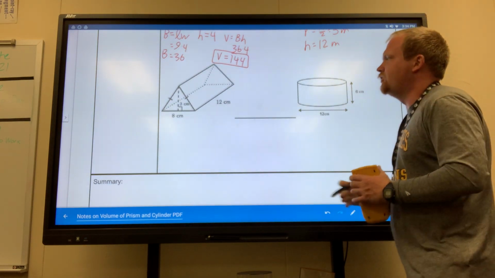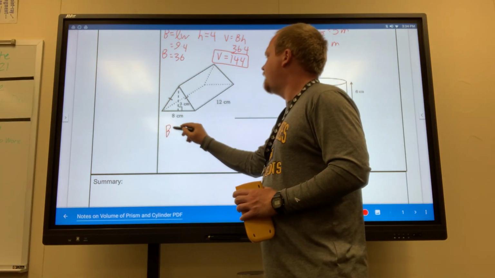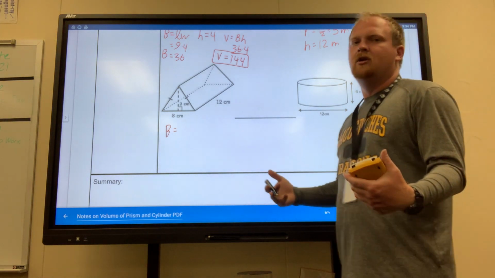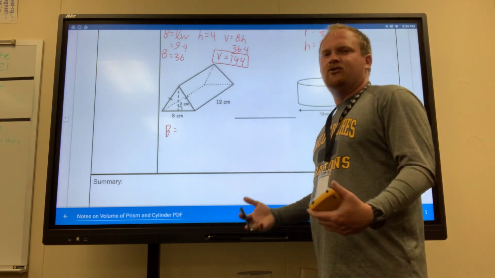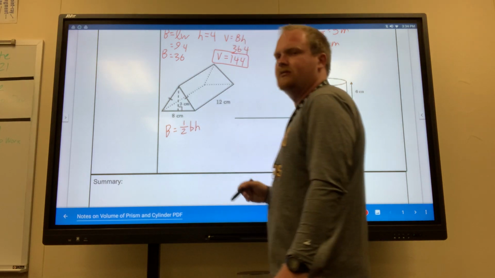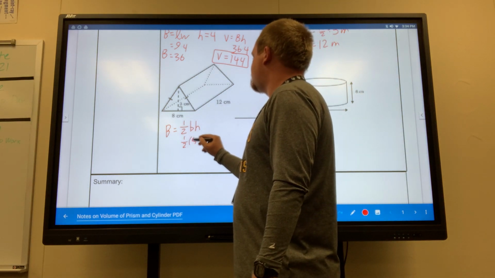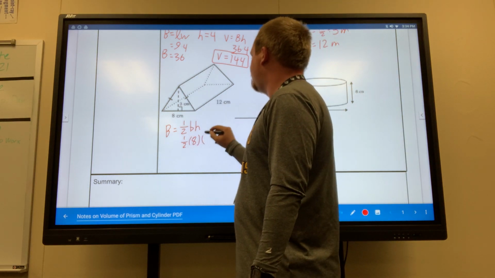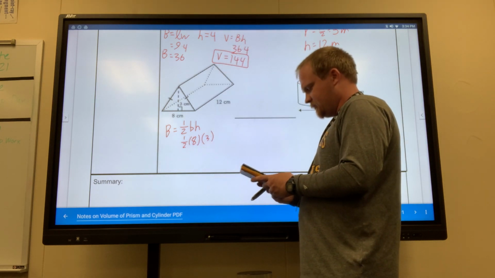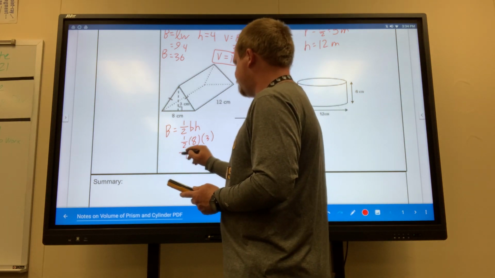Next, I'm going to do this triangular prism. Now notice that the area of the base is not a rectangle, it's a triangle. So I gotta find the area of a triangle, which is 1/2 times base times height. Well, the base for this is 8. The height for this triangle is 3. So 1/2 times 8 times 3 is going to give me 12.